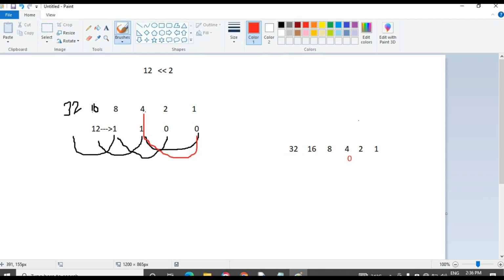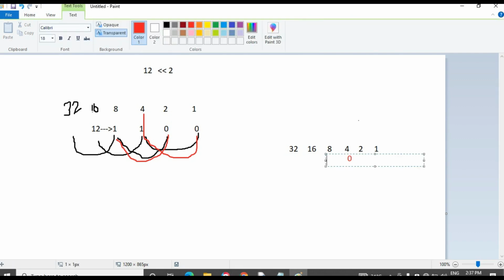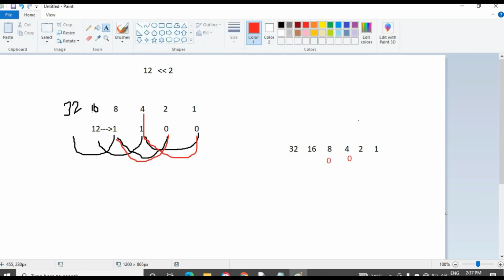Zero will come here. Then the next one is this 0. This 0 will move into the 8th position. The 4th position is first and the 8th position is second. So the 0 has moved to the left side of the second position, so the 0 will move into the 8th position. The 0 also moves here.